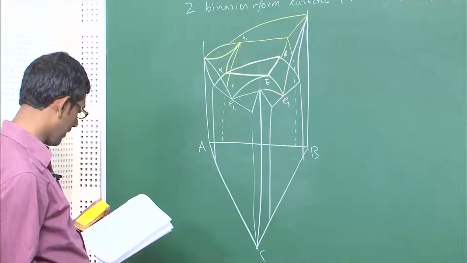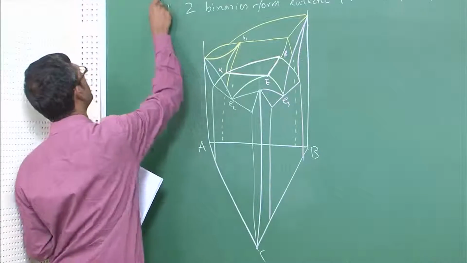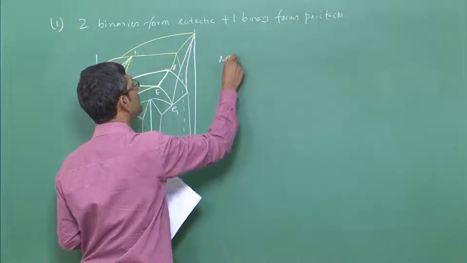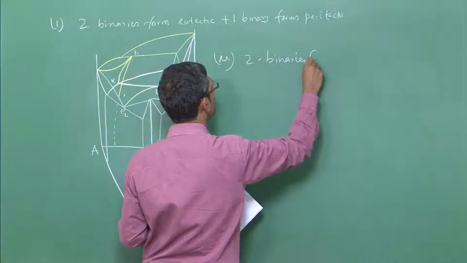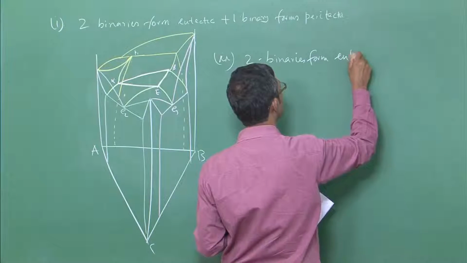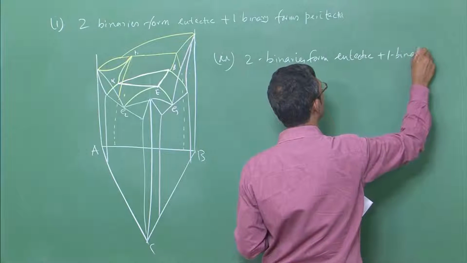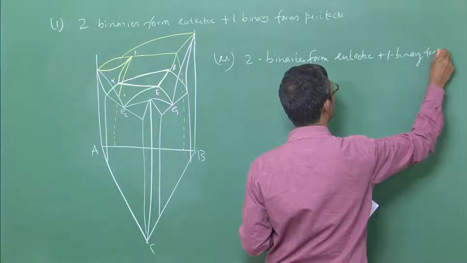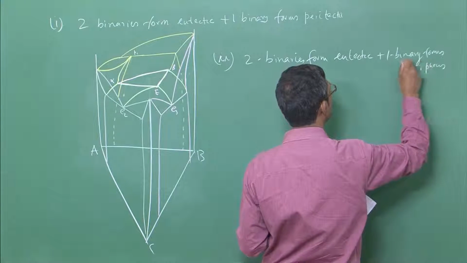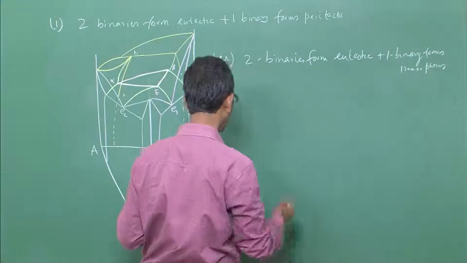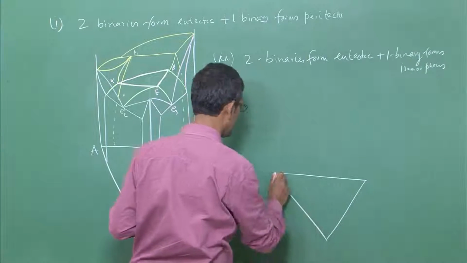This is variation number 1. Variation number 2 is that two binaries form eutectic and one binary forms isomorphous. This can also lead to a ternary eutectic, and I will draw it in a very simple way, so as not to complicate things.